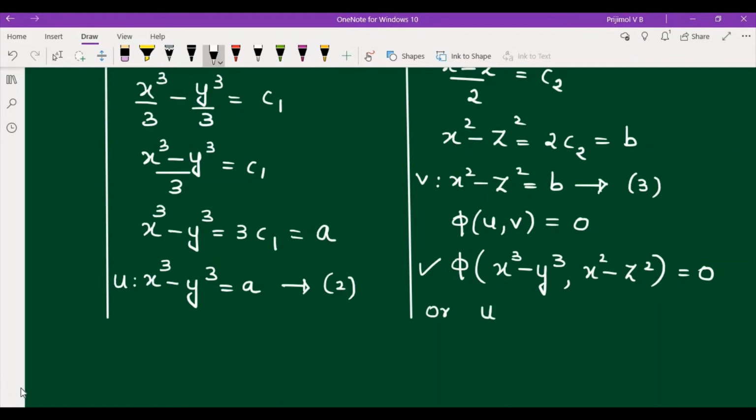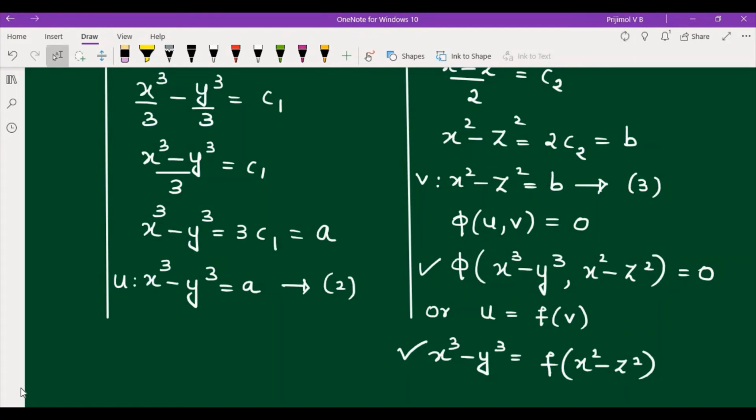We can write u is equal to f of v. This is also considered as a solution of our Lagrange partial differential equation. Now what is your u? x cube minus y cube equal to a function of x square minus z square. So these are the two representations of writing the solution of a Lagrange partial differential equation. I hope it is clear.